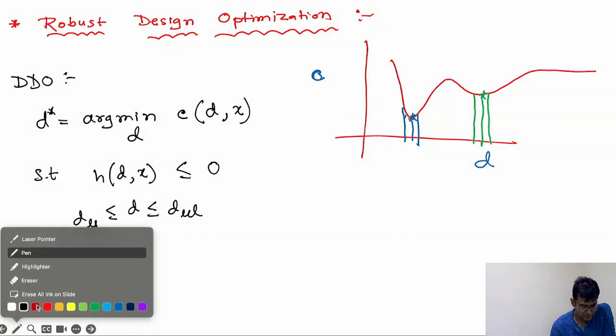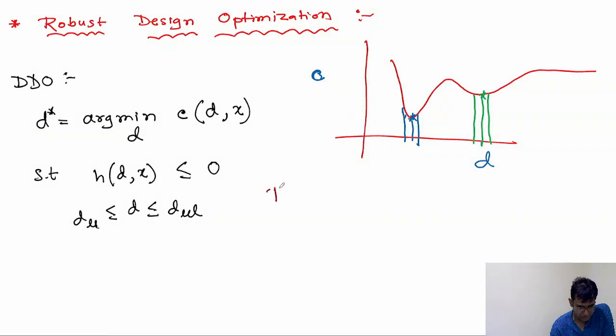Okay. So now I want to convert it into a robust design optimization problem. We want to convert it into a robust design optimization problem. So tell me, what will be the problem statement? So now we are interested in RDO.